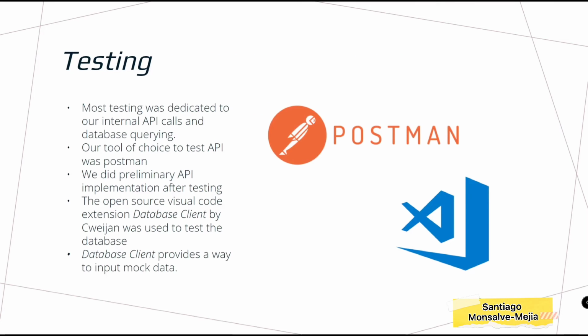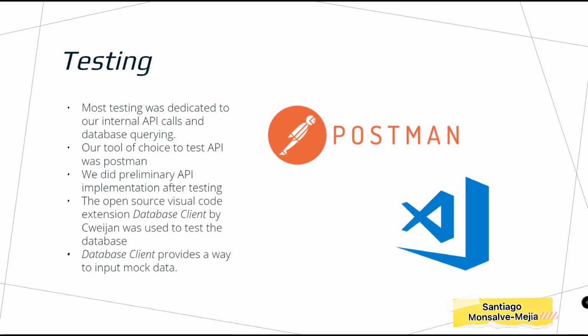Testing. Although we tried to test all parts of our application as much as we could, most of our testing went to API calls and the database queries, and these are very important tests, of course. To test the APIs, we used Postman. Postman is just an API testing tool. It doesn't do much other than that, test APIs.